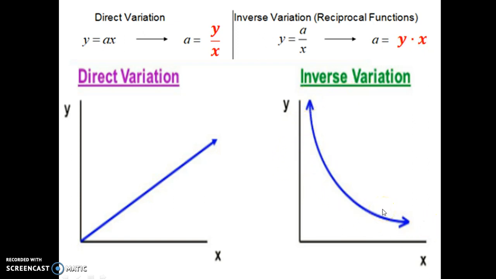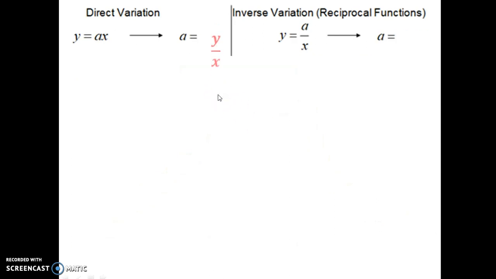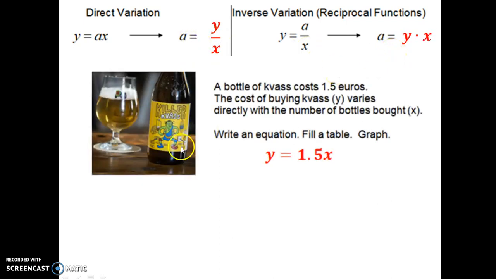All right, let's look at some examples. So again, direct variation, inverse variation, and let's look at this one we looked at in class. Let's say you have a bottle of kvass and it costs €1.50 for one bottle. The cost of buying kvass, y, varies directly with the number of bottles you buy. That makes sense. If you buy one bottle, you pay this much. If you buy two bottles, you pay twice that much. If you buy three bottles, you pay three times that much. So here's your equation, direct variation.